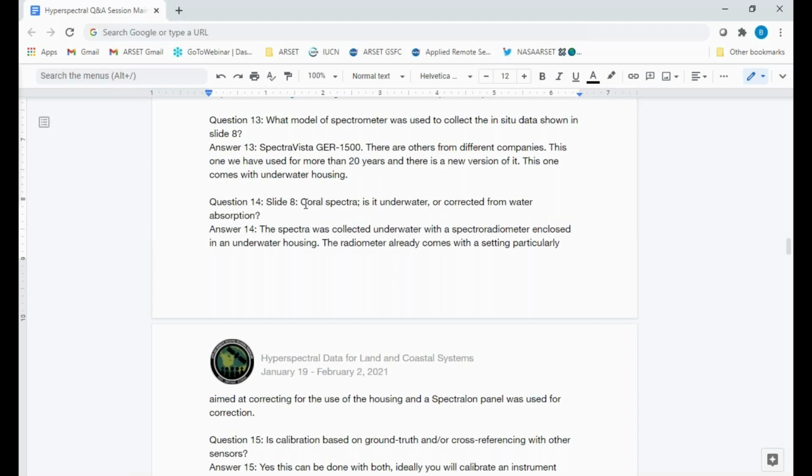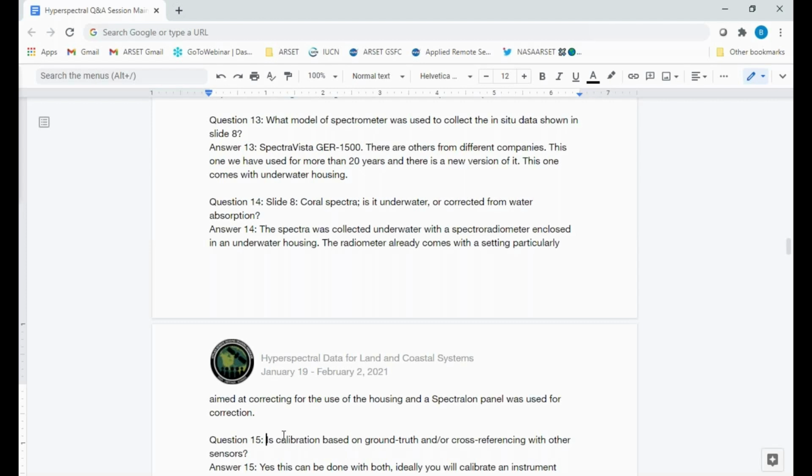Slide 8, coral spectra. Is it underwater, corrected from water absorption? The spectra was collected underwater. Well, that's a good question. It was collected underwater with the spectrophotometer that I just mentioned, in the underwater housing. But then we use a spectral unmixer to do the correction for the water column in particular. And like I said, it's a standard process for this type of data collection analysis.